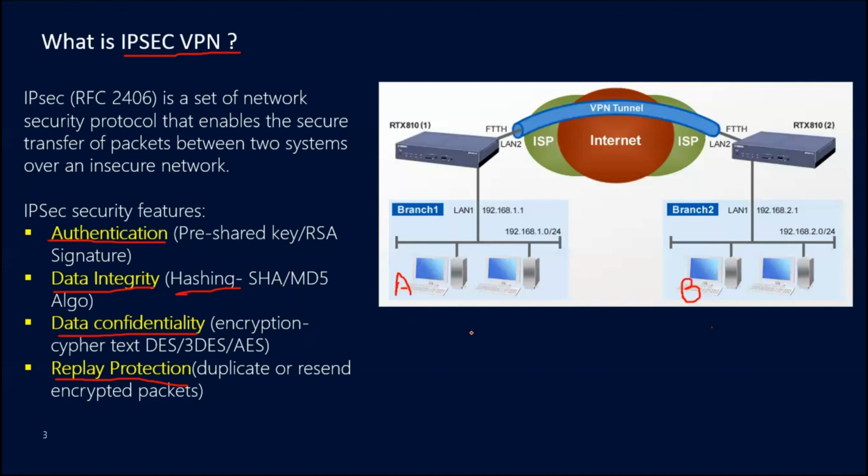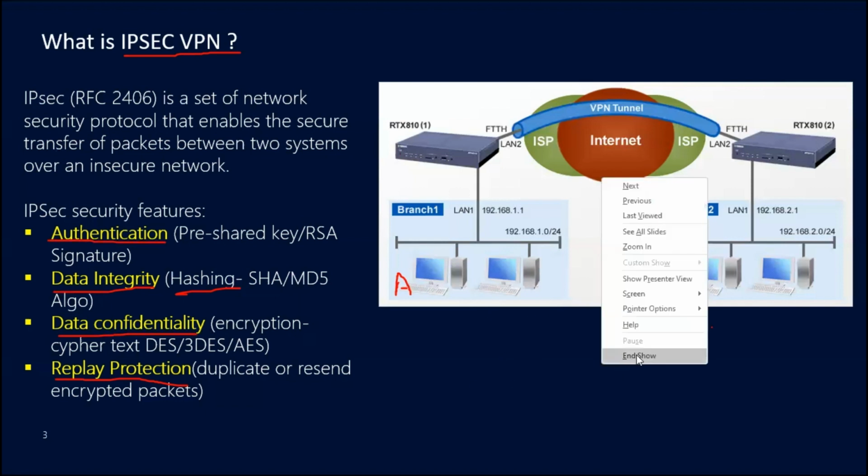If that hash value is matched at the other end, then your data integrity would be passed, would be checked. Otherwise, data integrity would not be there. And which are the algorithms which provide the data integrity? It is SHA, it is MD5. These are the algorithms which provide the data integrity.